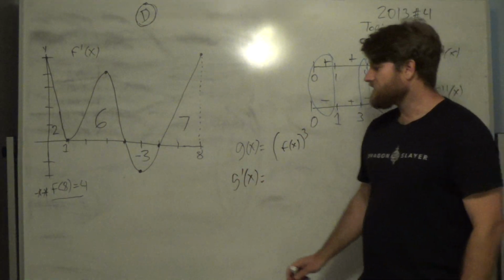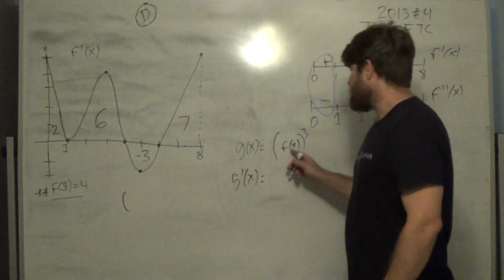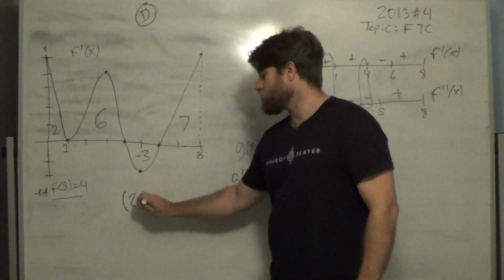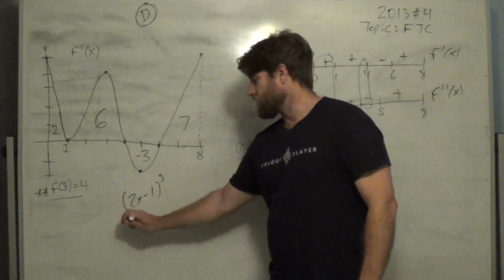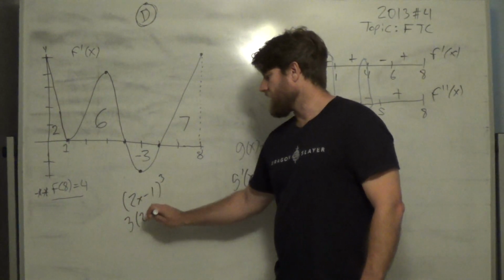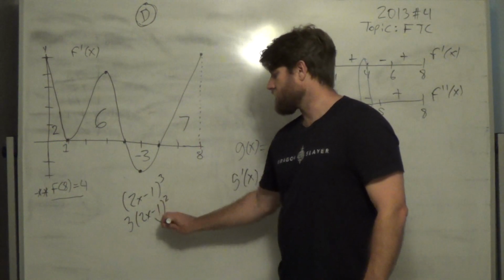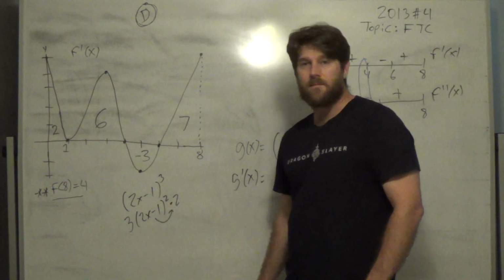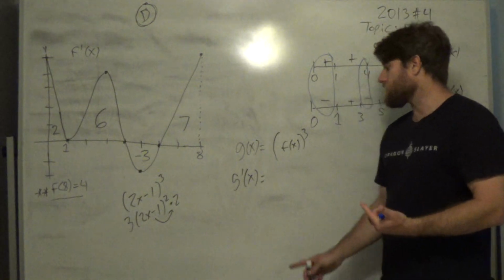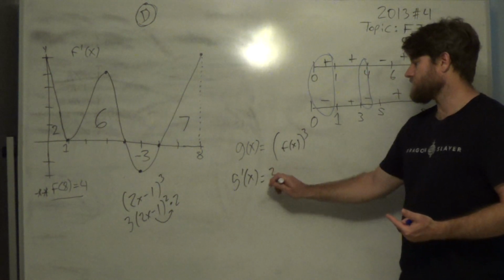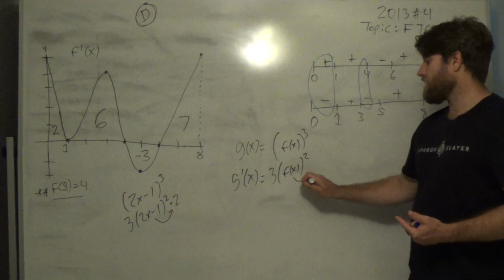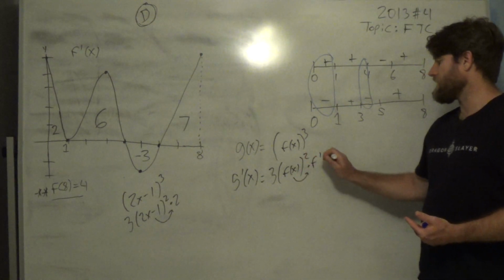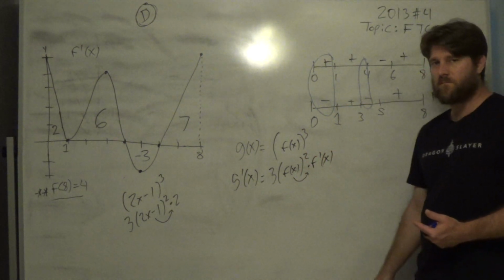Now, imagine it was not f of x to the third. What if it was 2x minus 1 to the third? What would you do for the derivative? You'd bring the 3 to the front, the exponent would go down by 1, times chain. And that's the same idea when we take the derivative here. The 3 is going to go to the front, the exponent goes down by 1 times chain. The derivative of f of x is f prime x.